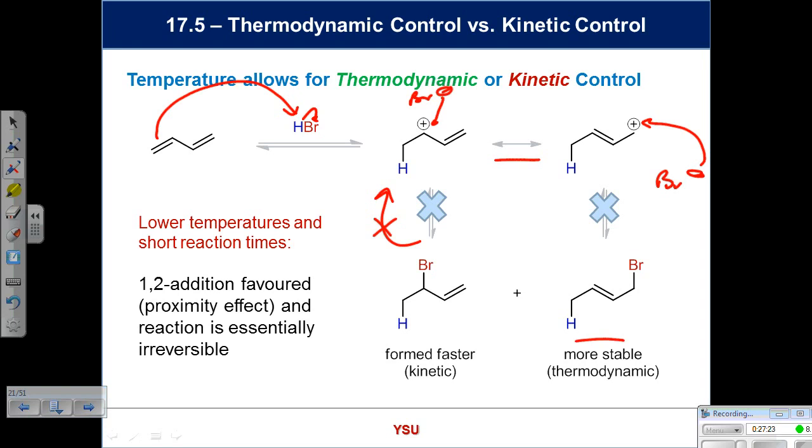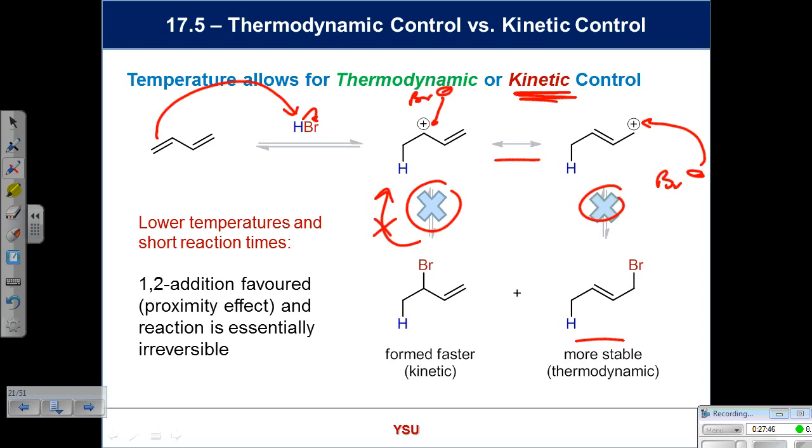But the whole point of these things is to say at low temperature, we are trying to minimize the amount of energy in the system so we avoid going backwards if we possibly can, because these things are stuck in a low valley, and that gives you what we call the kinetic situation, the kinetic product. And the word control means if you want to make the 1,2 your major product, cool it down. It will give you the 1,2 as the major product.